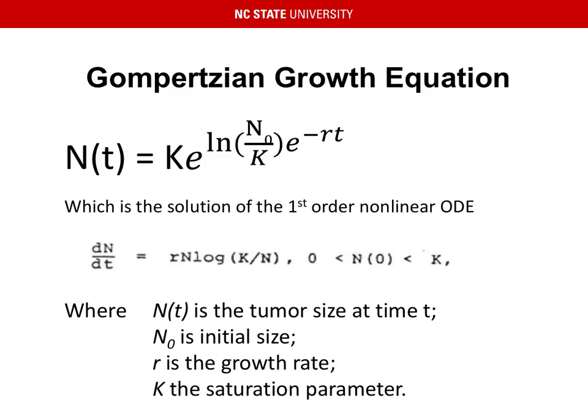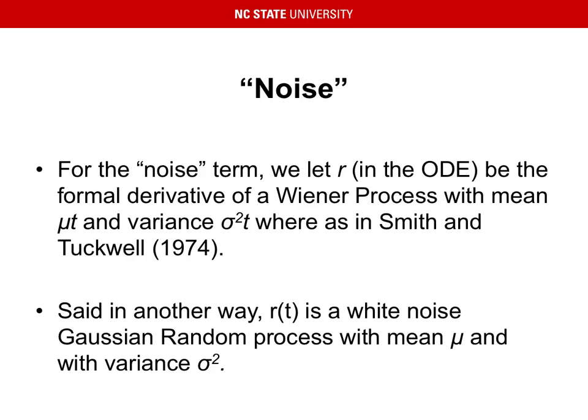The Gompertzian growth equation attached here is the solution of the first-order nonlinear differential equation below, where N(t) is the tumor size and N0 is the initial size. We let R, the random process in the growth rate, be the formal derivative of a Wiener process with mean mu t and variance sigma squared t. Said another way, R(t) is a white noise Gaussian random process with mean mu and variance sigma squared.